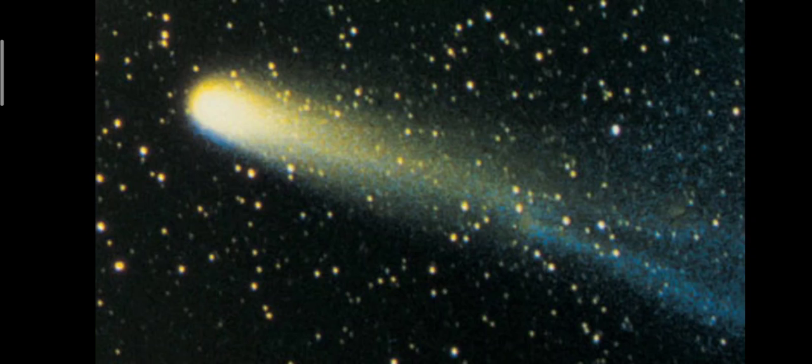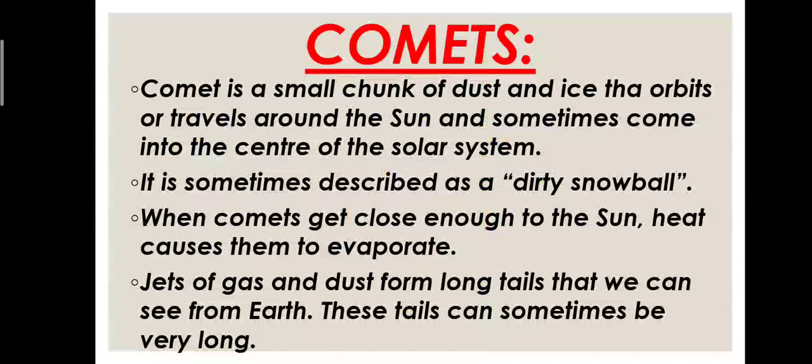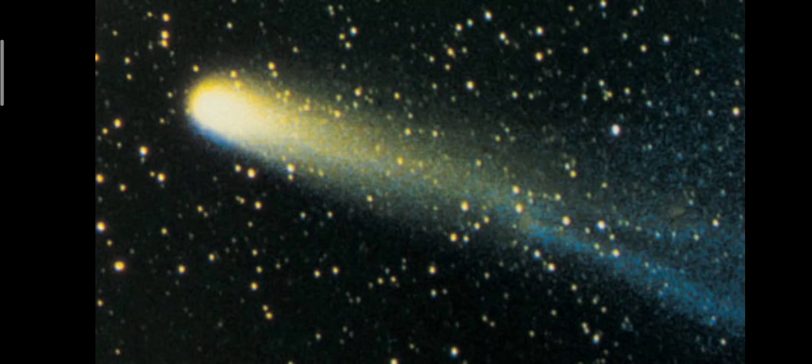Let me show you the long tail of comets. This is a simple diagram of a comet. As you can see, this is the long tail of a comet. We can see it from the earth in space. These tails can sometimes be very long or of normal shape. So this is about comets.